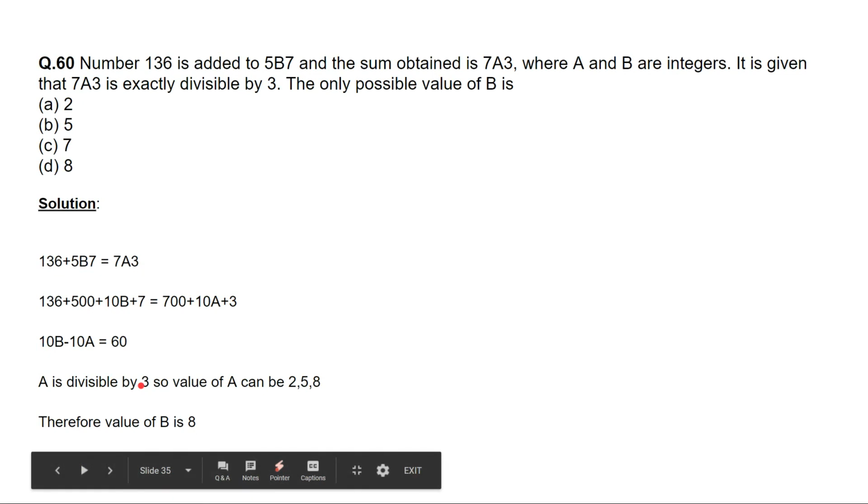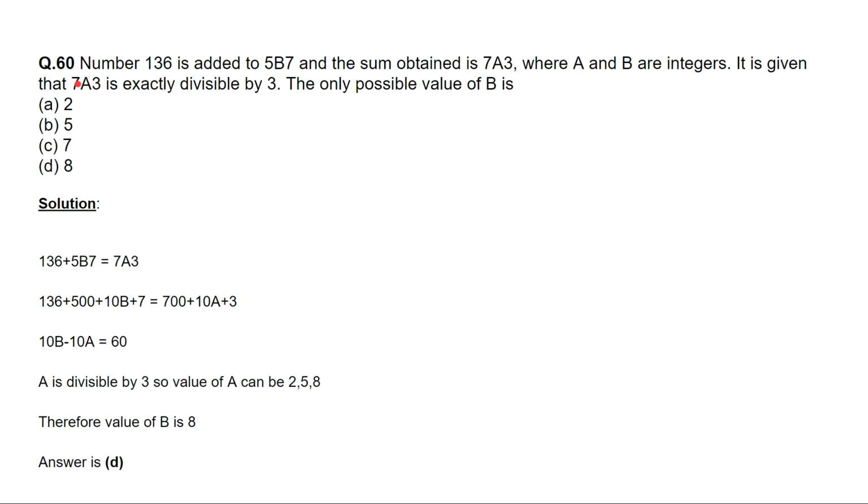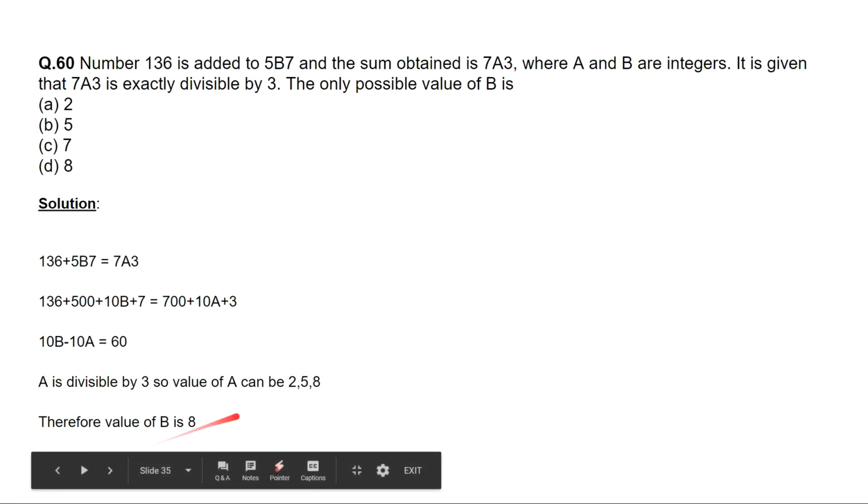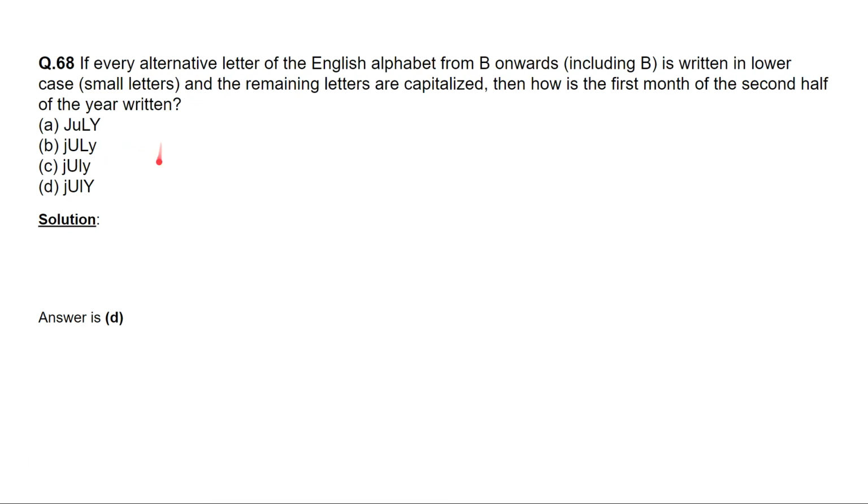7a3 is exactly divisible by 3. Okay, so that means there is a typo here. This should be 7a3 is divisible by 3. So the value of a will be 2, 5, and 8 if this number has to be divisible by 3. Now if we put the values 2, 5, 8 in this equation, the only value of b which matches with these options is 8. So the correct answer is 8 here.